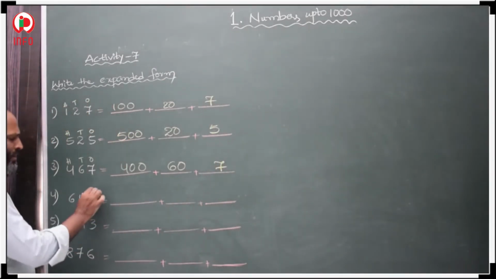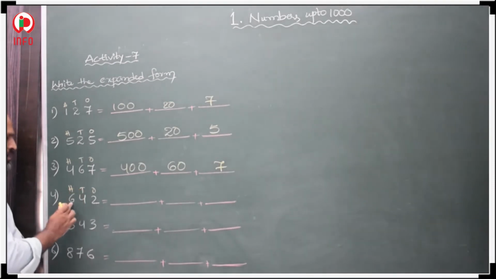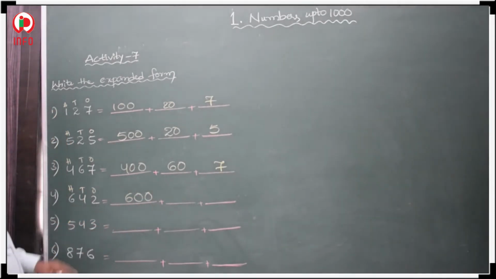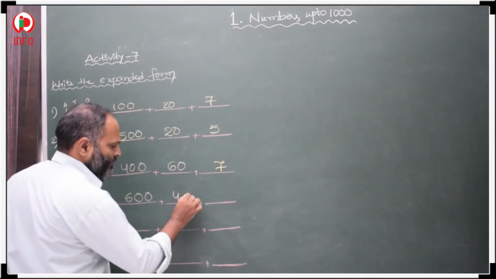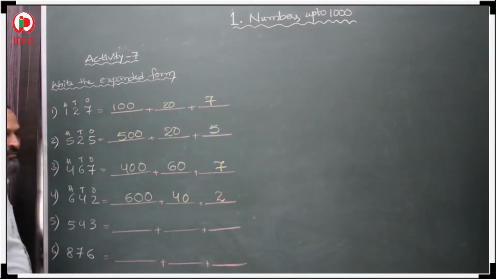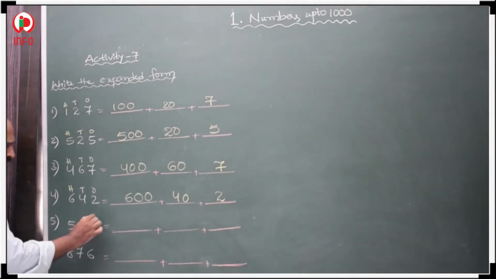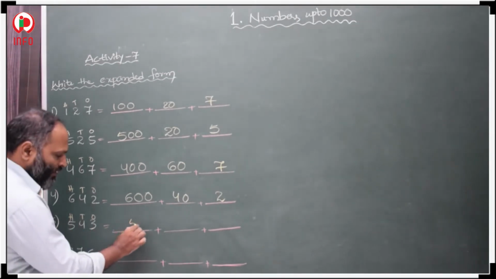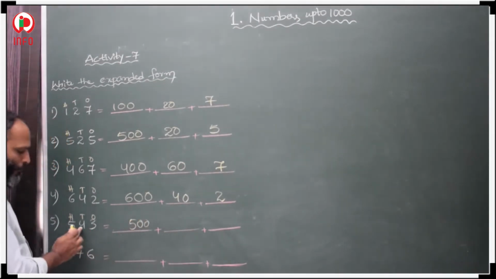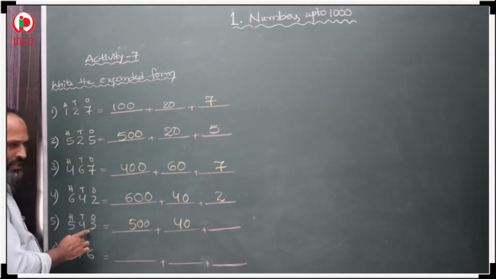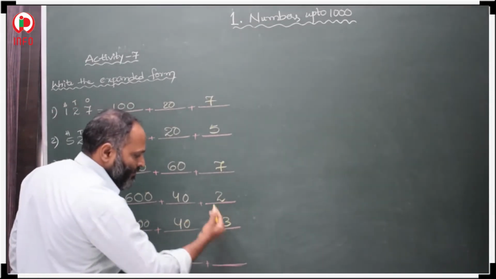Next, ones, tens, hundreds. 6 is in hundreds place, 600. 4 is in tens place, 40. 2 is in ones place, 2 as it is. Then ones, tens, and hundreds. 5 is in hundreds place, so 500. 4 is in tens place, 40. 3 is in ones place, 3 as it is.